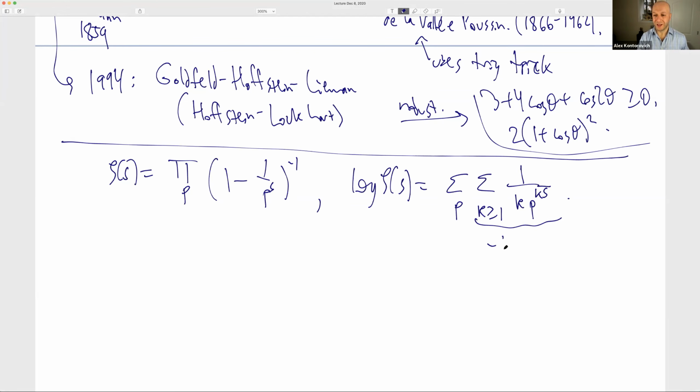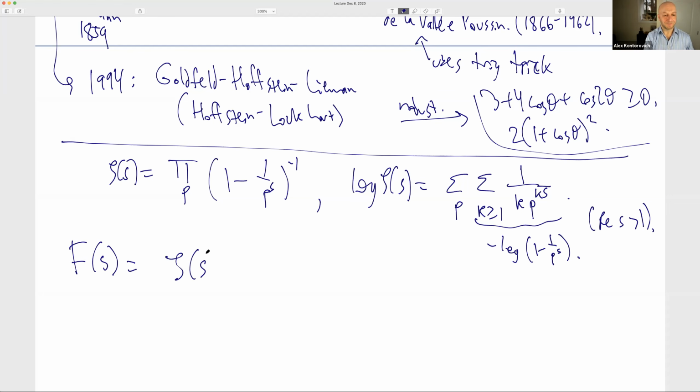This is negative log of 1 minus 1 over p to the s. So far, so good. This is all if the real part of s is bigger than 1. So here's what I'm going to do. I'm going to make a really crazy function, f of s, and it's going to use some zetas. Now I want to think of s as being a real number. S is real and bigger than 1. And I'm going to fix t.